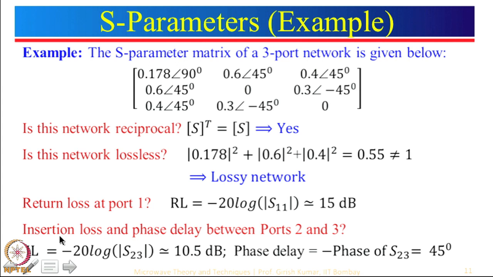Another question is now the insertion loss and phase delay between ports 2 and 3. Again, I want to mention, insertion loss is minus 20 log of S23, because we want to find out between ports 2 and 3. If it was just the transmission coefficient, then this minus sign will not come. So please read the problem carefully, whether they are asking for transmission coefficient or for insertion loss. Insertion loss will have a minus. Now S23, we know the value of S23, which is 0.3. You take the log of that, and that comes out to be 10.5 dB.